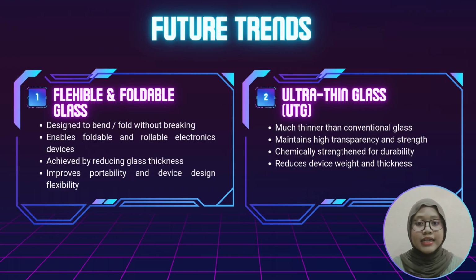Another important trend is ultra-thin glass, also known as UTG. UTG is much thinner than conventional glass but still maintains high transparency and mechanical strength. This glass is often chemically strengthened to improve durability and resistance to cracks. The use of ultra-thin glass helps reduce the weight and thickness of electronic devices, making them lighter and more comfortable to use.